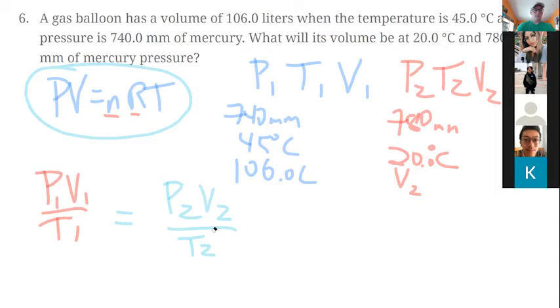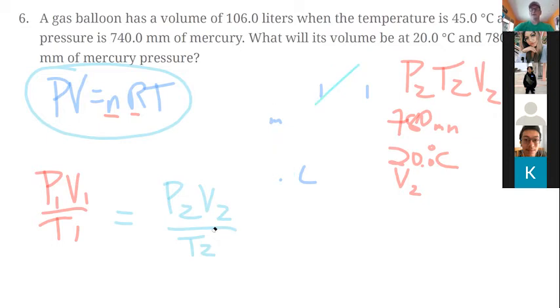Where is my eraser? Oh, there it is. Oh man, I'm erasing all the information.